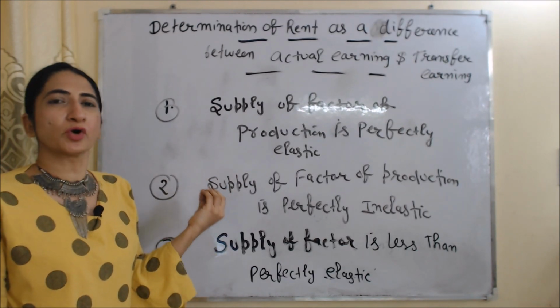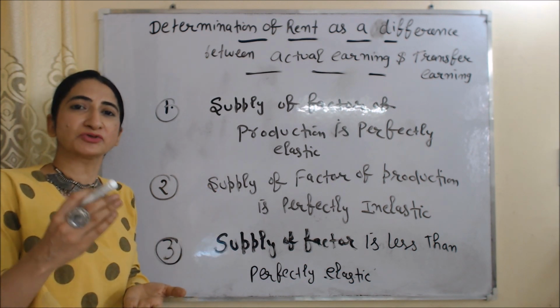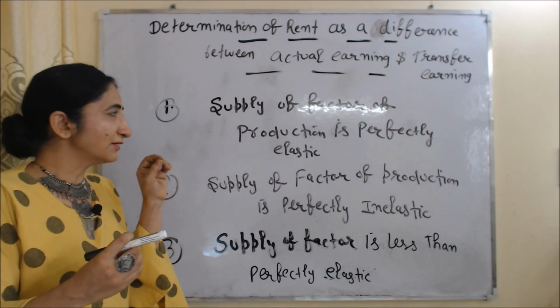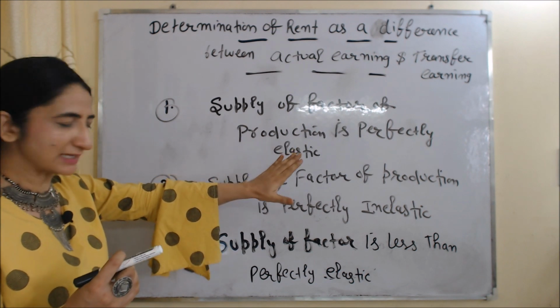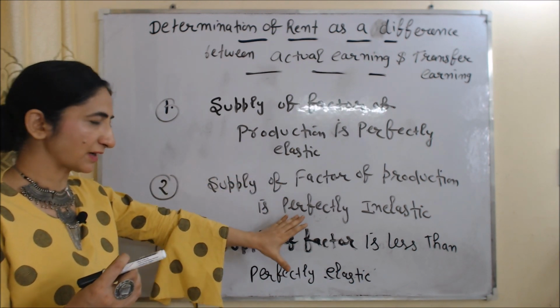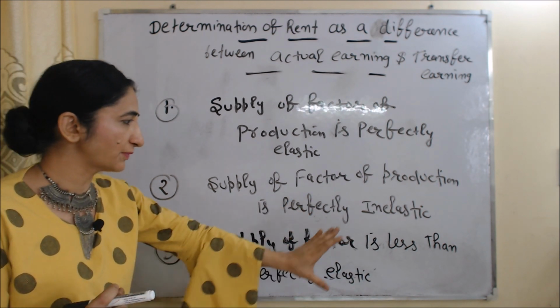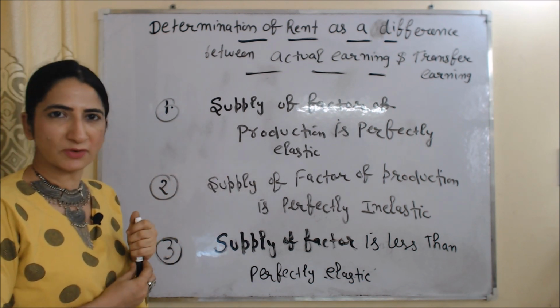Now we are going to talk about determination of rent as a difference between actual earning and transfer earning. Here we will study three cases. In first case, we will see when supply of factor of production is perfectly elastic. In second case, we will study when supply of factor of production is perfectly inelastic. And in third case, we will study when supply of factor of production is less than perfectly elastic. So one by one we discuss each case.